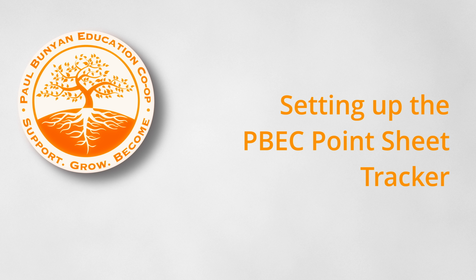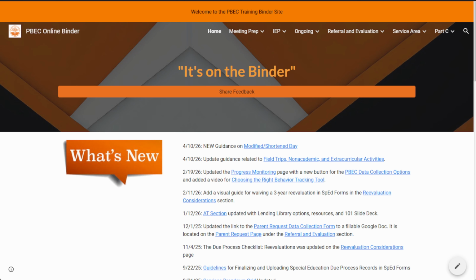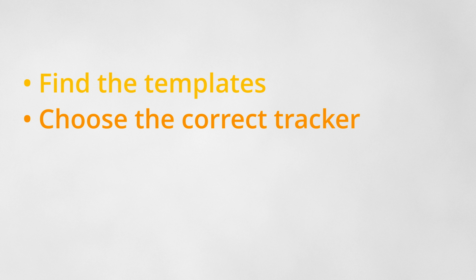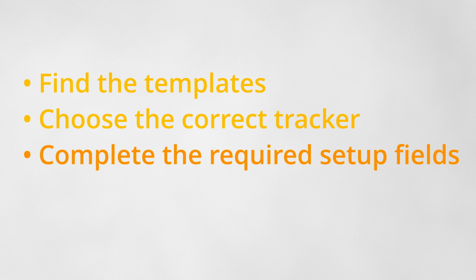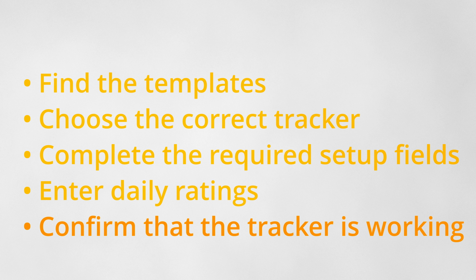The PBEC point sheet tracker turns daily point sheet ratings into calculated percentages and automatically generates graphs. In this video, I will show you how to find the templates, choose the correct tracker, complete the required setup fields, enter daily ratings, and confirm that the tracker is working.